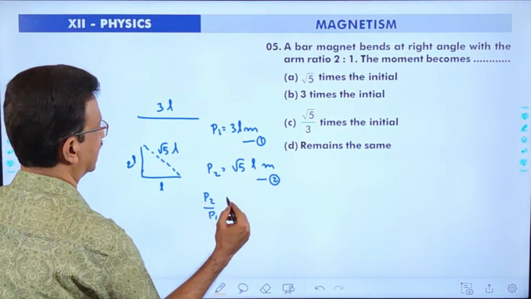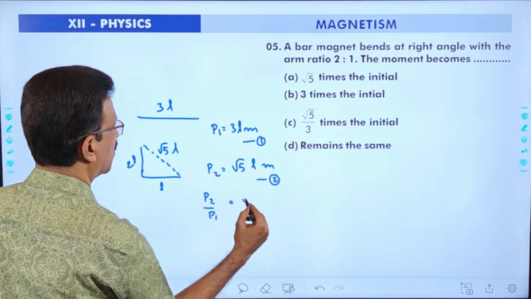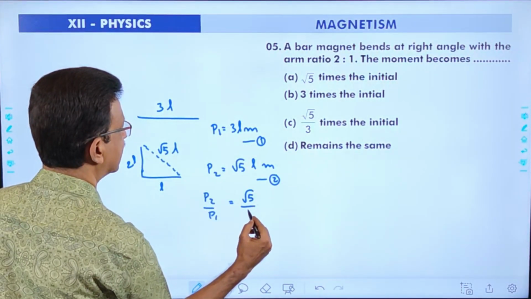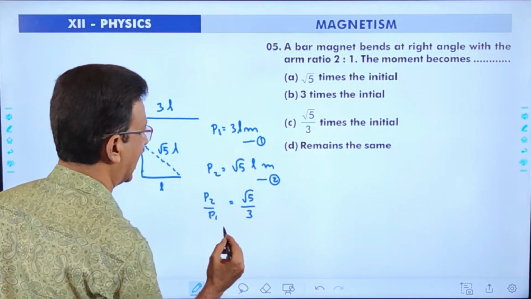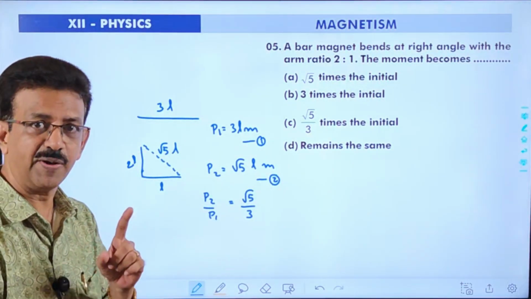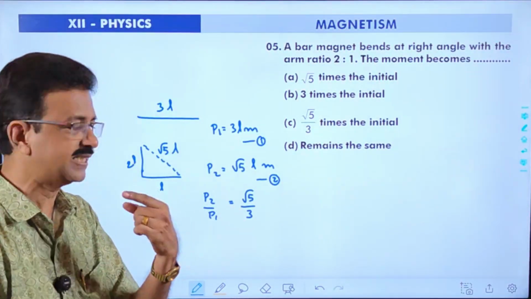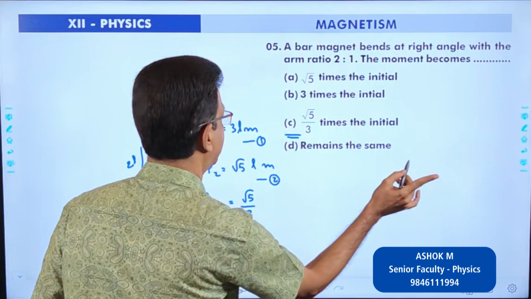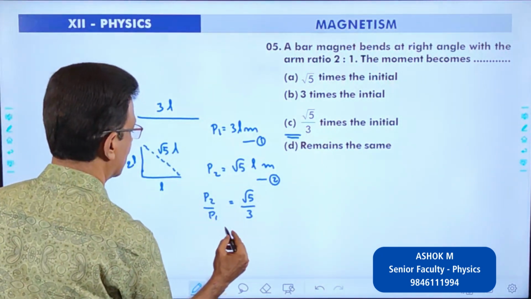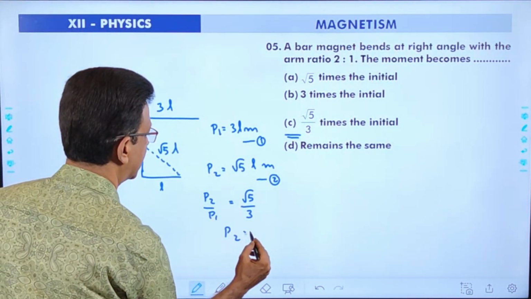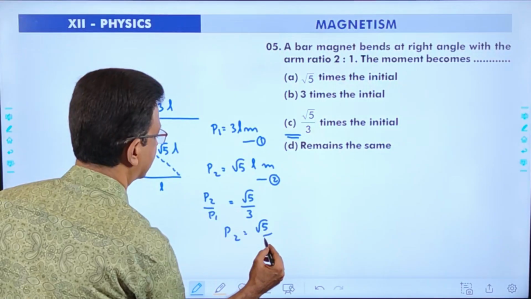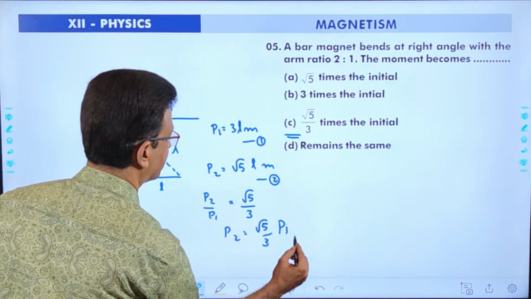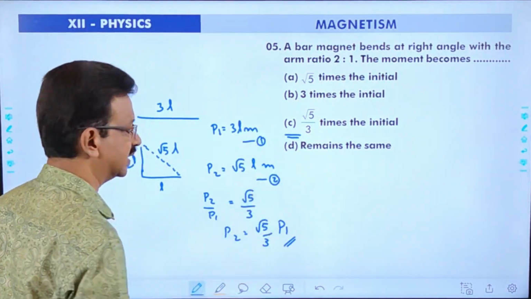That is second by first gives root 5 by 3. Therefore, the answer is root 5 by 3 times the initial moment. C choice, root 5 by 3 times the initial moment, or P2 equal to root 5 by 3 into P1. That's the meaning of C choice.